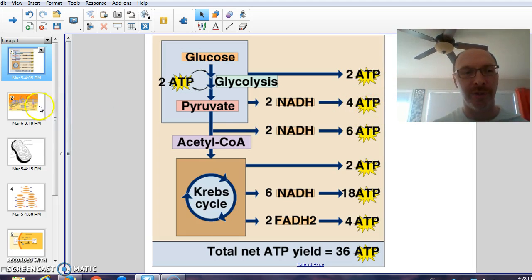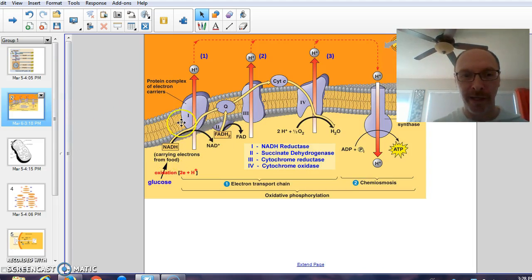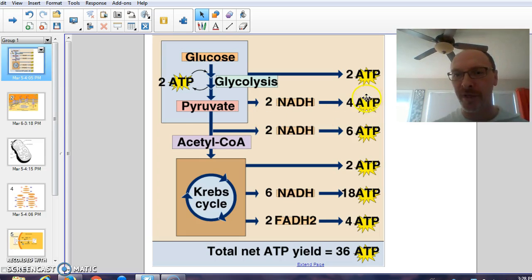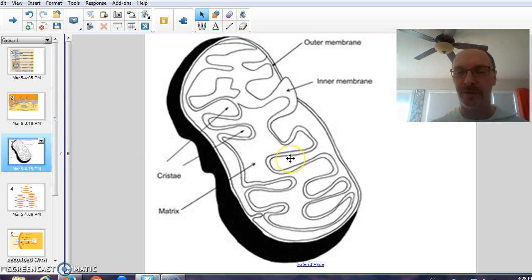A moment ago we said that one NADH molecule will pump 3 protons, and that means we should get 3 ATP being made by chemiosmosis. But when you look at the figure, you'll notice there's 4 ATP made from 2 NADHs instead of 6. So what's up with that? We jump to this figure right here.